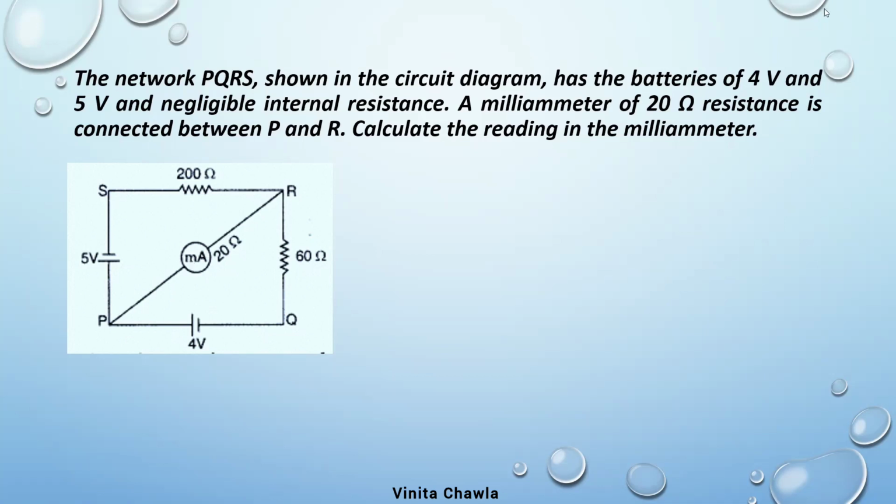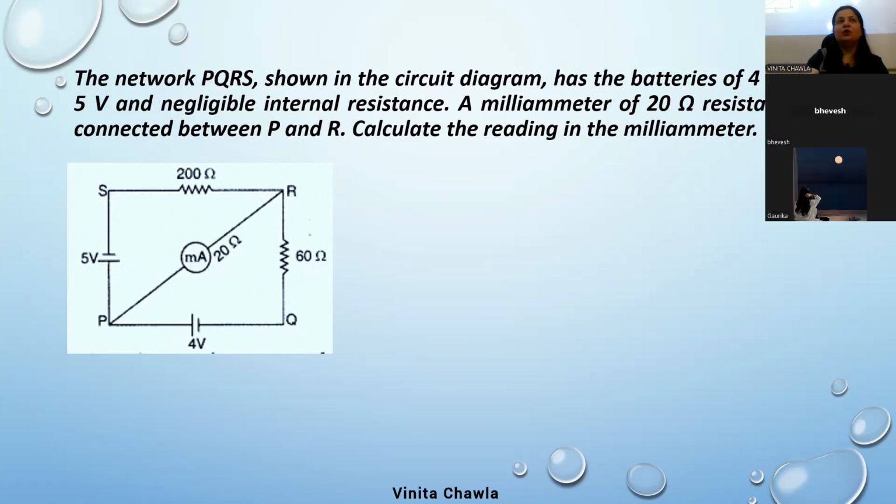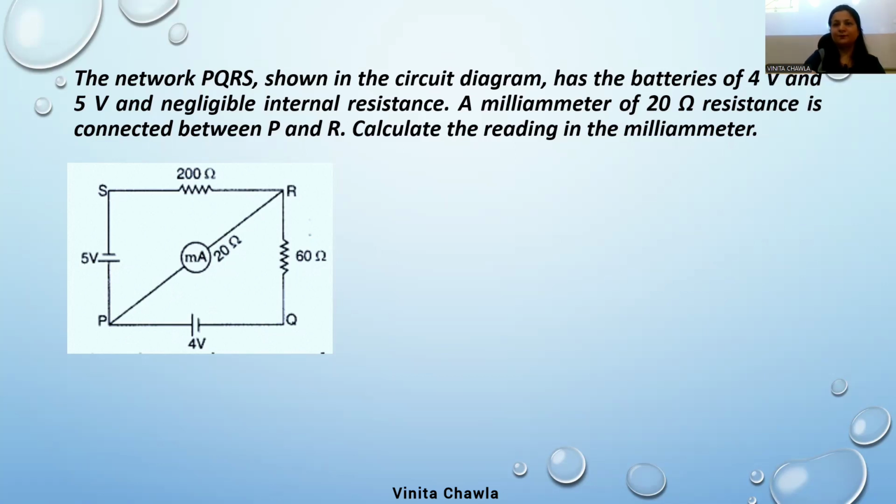So we'll apply Kirchhoff's rules here, the junction rule and the loop rule. Let I be the current flowing through this 5 volt cell. This is the junction, so here the current will split into two. Let I1 be the current flowing through this branch, and I minus I1 flowing through this branch. It will go through the 60 ohm resistor also, and reach here.